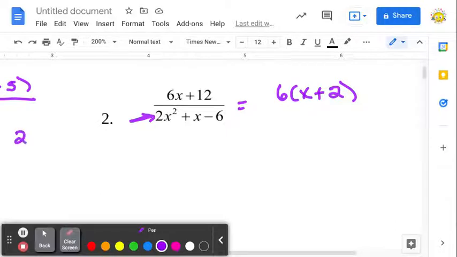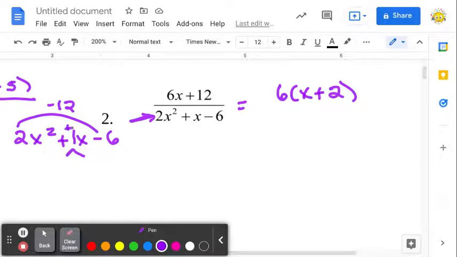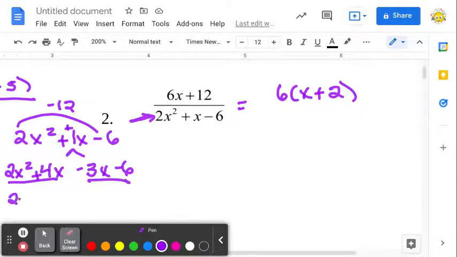So I'm just going to rewrite it over here, almost like scrap work. I have to split that middle term. So I'm going to find two numbers that multiply to negative 12, add up to 1. So that's a plus 4x and a minus 3x. So now I have 2x squared. I'm going to bring that down. Group them. So I have 2x and then x plus 2. And I'm going to take out a minus 3, and I have x plus 2.